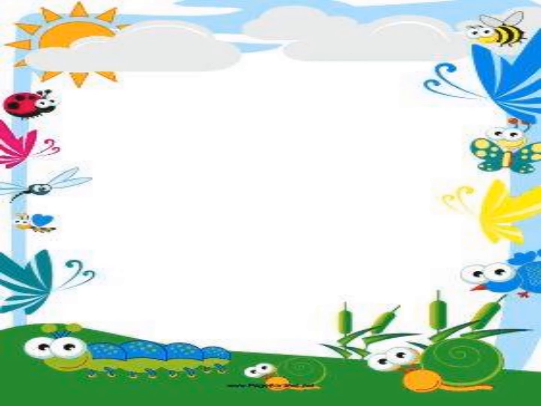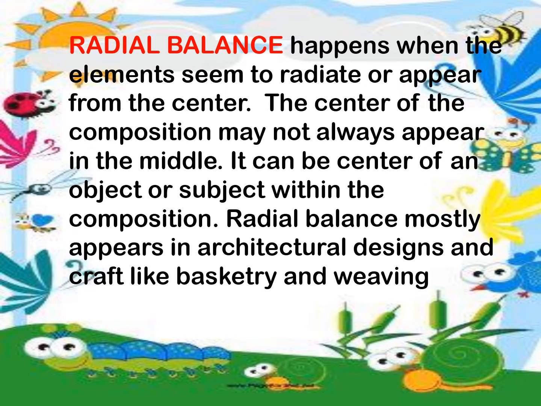Radial balance happens when the elements seem to radiate or appear from the center. The center of the composition may not always appear in the middle. It can be the center of an object or subject within the composition. Radial balance mostly appears in architectural designs and crafts like basketry and weaving. Yan. Radial balance daw ay mostly appear sa architectural designs.